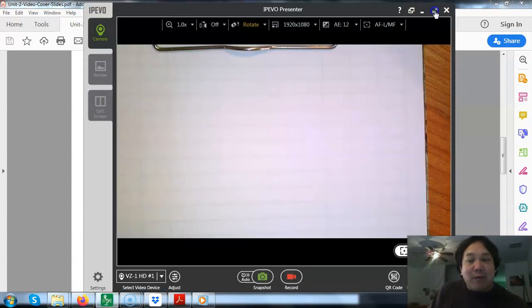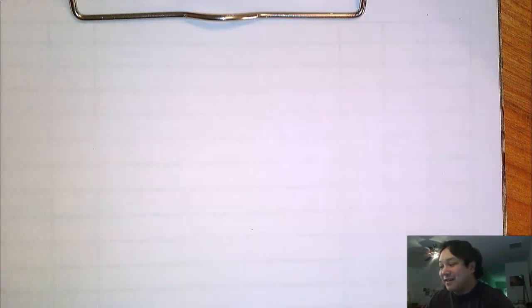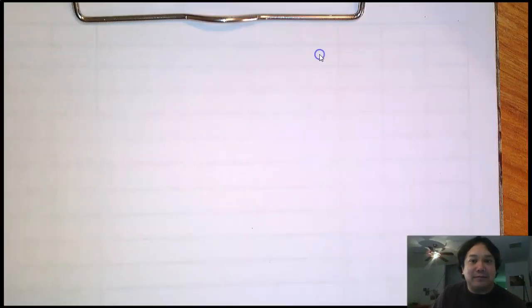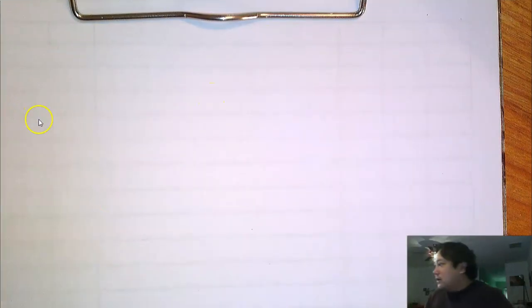And then I want you to draw carvone. Oh, not carvone. Caraway seeds. Right? Caraway seeds? I say carvone because that's the technical scientific name for each of these. But we have spearmint and caraway, the flavoring. So spearmint looks like this.